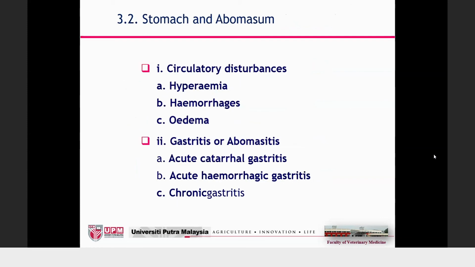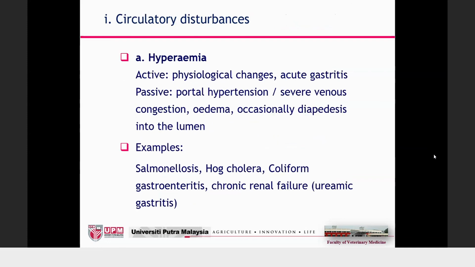Stomach inflammatory changes are quite straightforward in terms of circulatory disturbances: hyperemia, hemorrhage, and edema, but they also have gastritis and abomasitis. And the classification of abomasitis can be catarrhal, hemorrhagic, and sometimes we also have chronic gastritis. Hyperemia is a more standard condition, but for example, with hyperemia you can have, or even hemorrhage to a certain extent. These are caused by salmonella, hog cholera, coliform, and sometimes chronic renal failure.